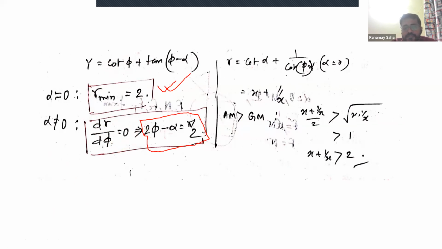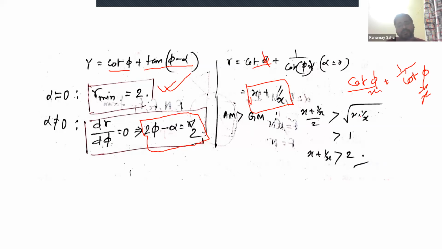You can see the gamma formula. It happens to be cot phi plus tan of phi minus alpha. You write it in terms of cot, cot phi plus 1 by cot of phi minus alpha. Now, when alpha becomes 0, it becomes cot phi plus 1 by cot phi. So you can take this as a variable x and just find x plus 1 by x.